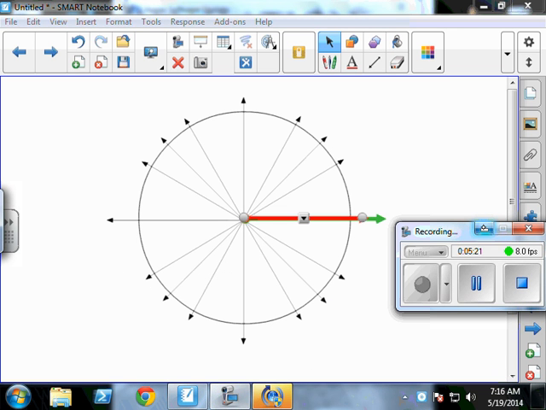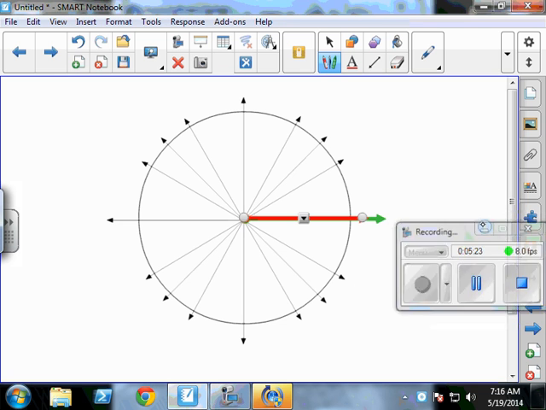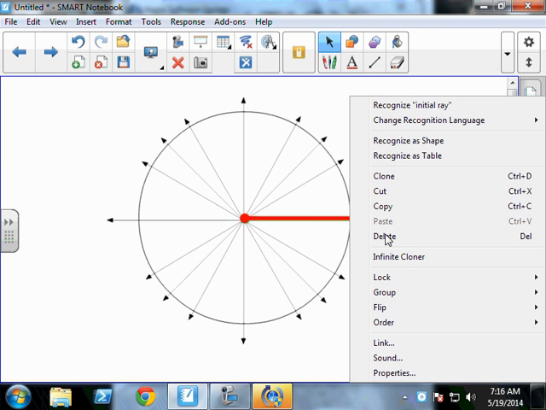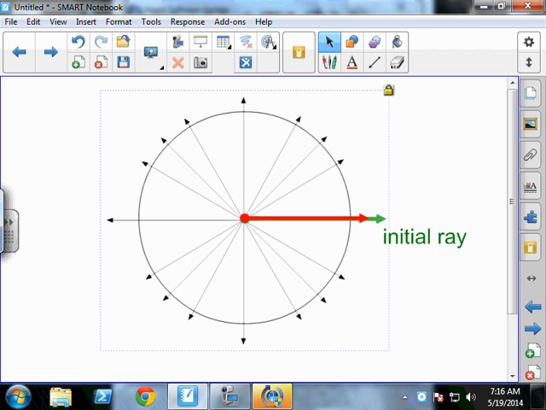So through the power of technology, we've got this ray over here, this green one. It's called an initial ray. It's a ray that kind of helps us define the measure of an angle. Okay, so we've got our initial ray, and then the terminal ray will change.